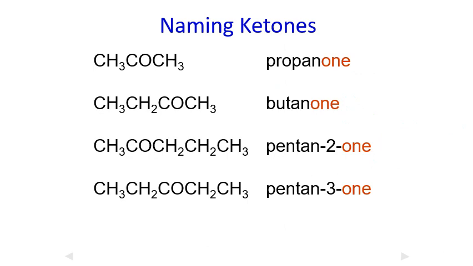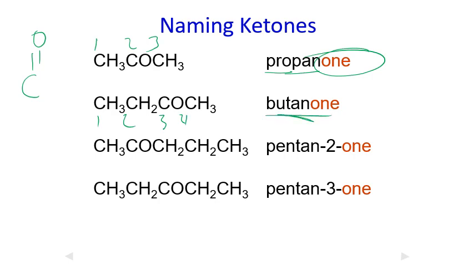So here are some examples. Again, we've got 1, 2, 3 carbons, so it must be propane, and -one at the end because you've got that carbonyl group popping up. And then we've got 1, 2, 3, 4 carbons, so it will be butanone, etc. Now again, you can have structural isomers because it depends where the carbonyl, the carbon double bond O, turns up.